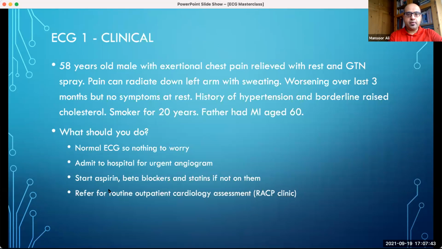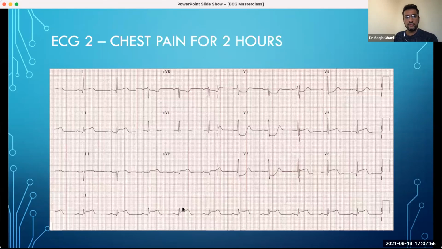So the reason being, patient does not have pain at rest. So it's stable angina. And therefore, I think routine assessment is fine, but we should start treatment in the meantime. I think routine assessment will be fine in this case. Right, I'll move on.